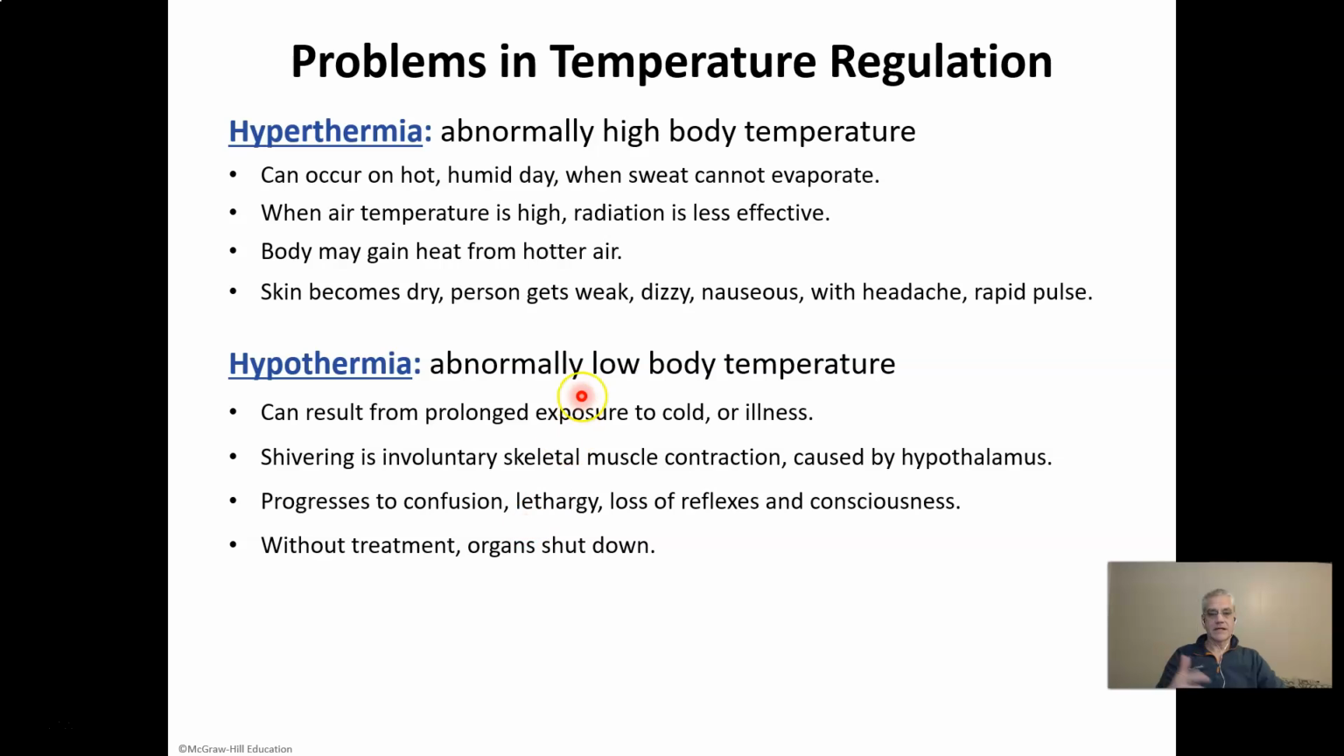All right. Now, the things that are associated with skin, you've got hyperthermia and hypothermia, of course. Hyperthermia means, literally, the root word here is thermia. That's temperature. Hyper, too much temperature, abnormally high body temperature.